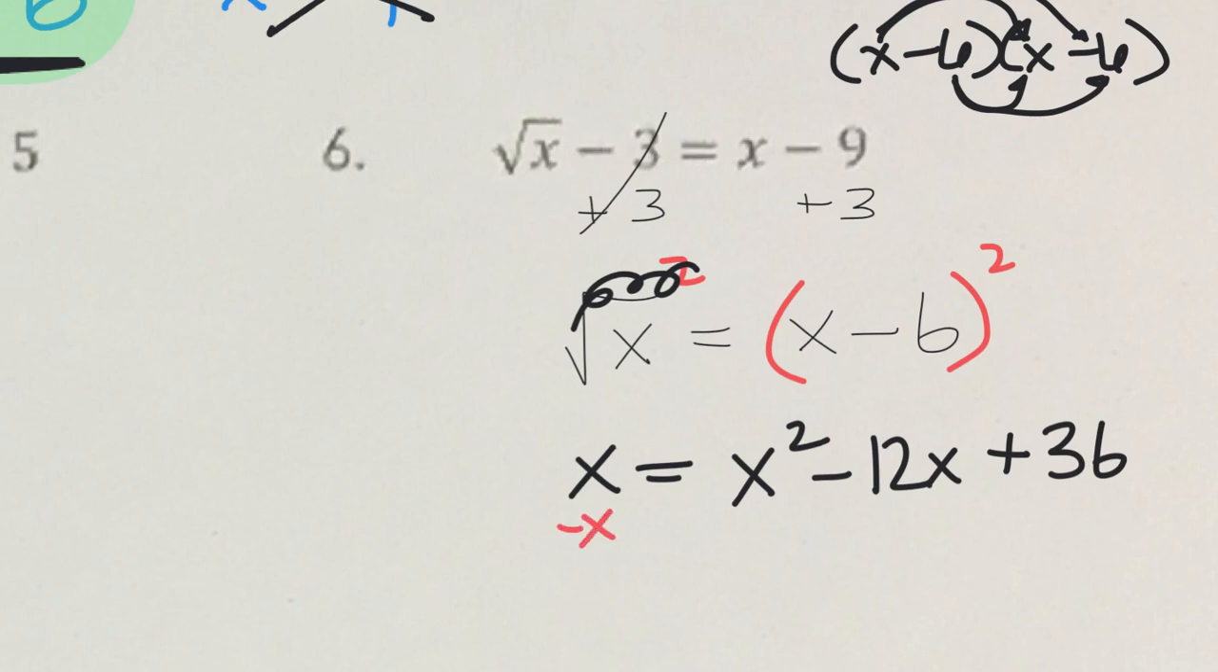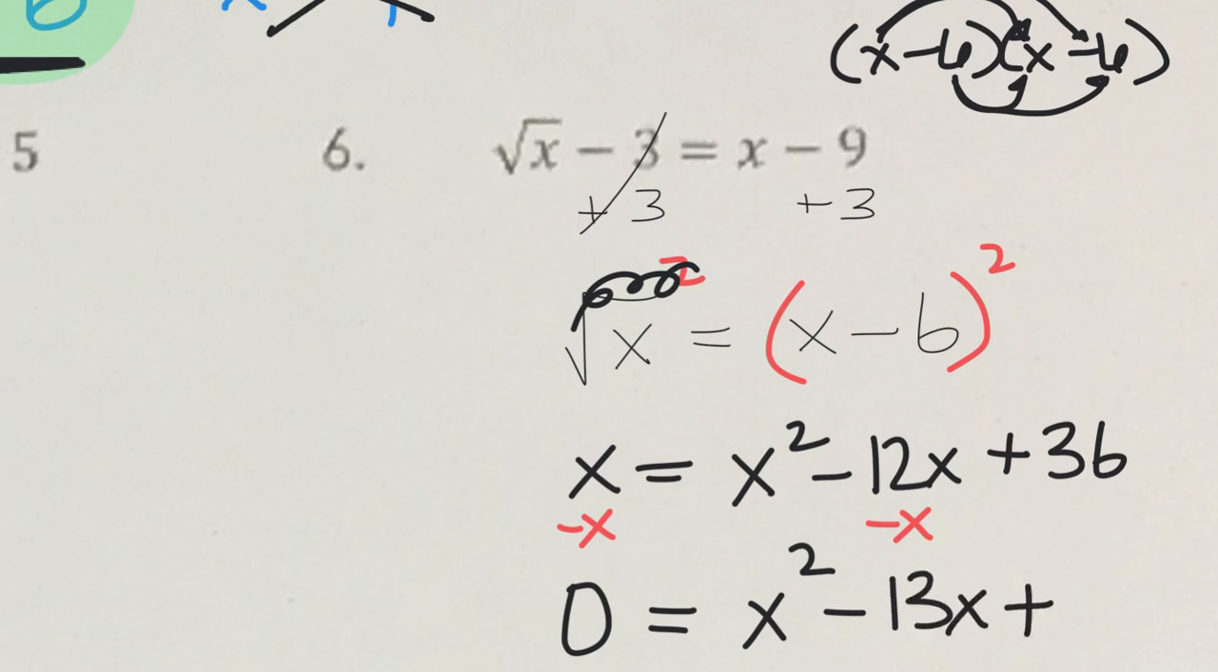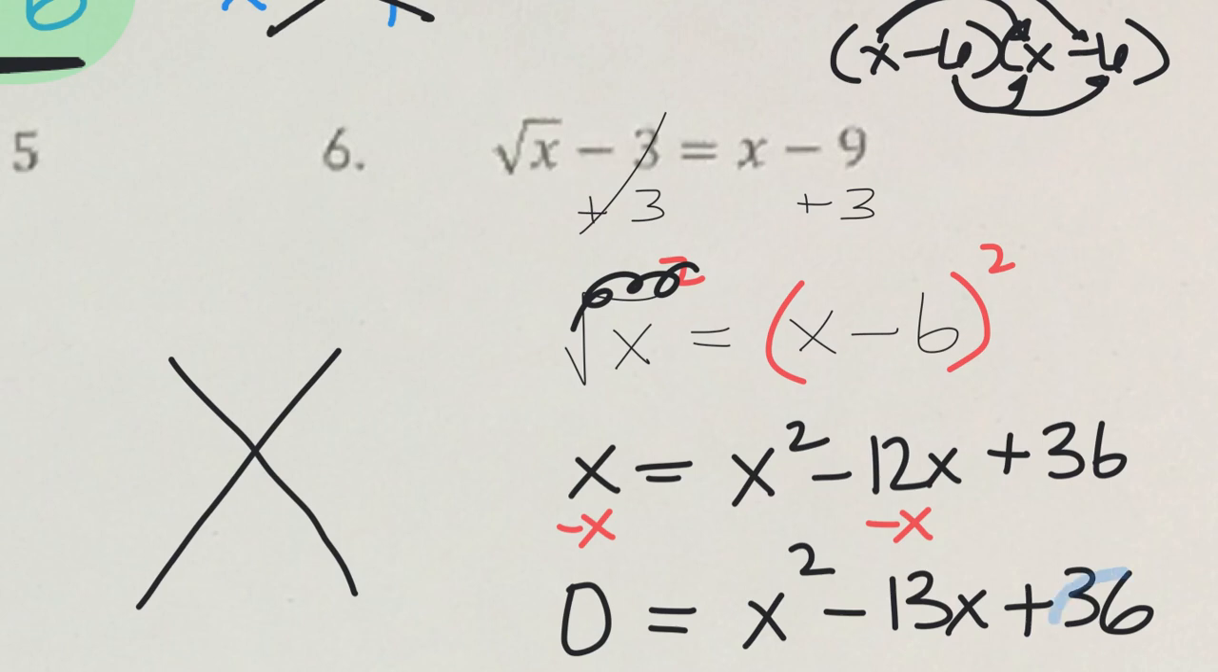Now we're subtracting x from both sides in order to make our quadratic. So 0 equals x squared minus 13x plus 36. Okay, so let's get to factoring. So we're thinking what numbers multiply to give us positive 36, and at the same time add to give negative 13? What numbers multiply to give us positive 36 and add to give negative 13?